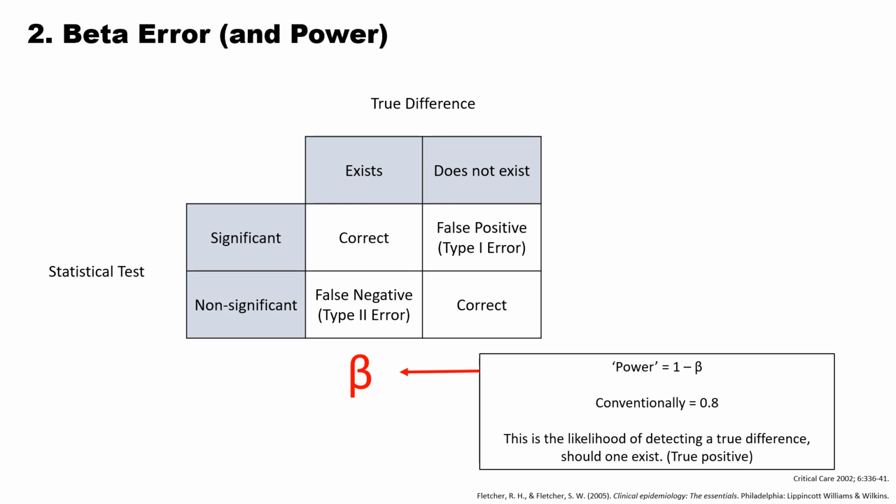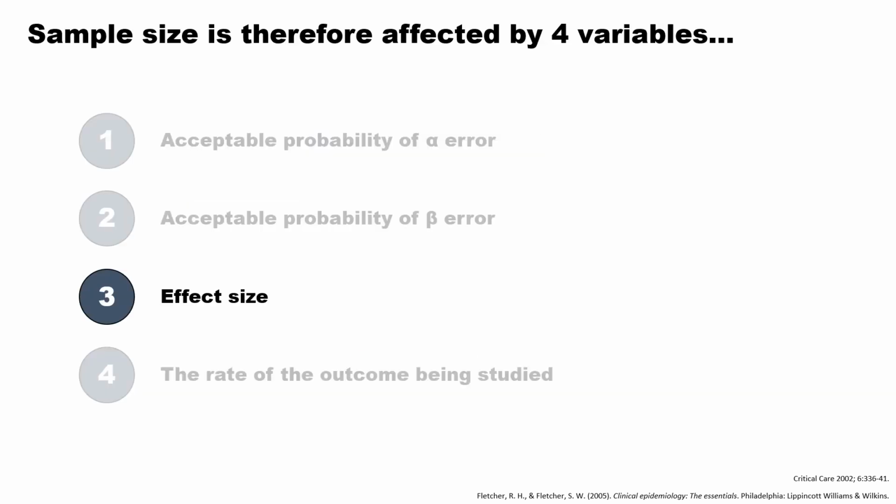So beta error is intricately related to power. Power is 1 minus beta, and conventionally this is set at 0.8. So if beta is the likelihood of a false negative, the power is the likelihood of a true positive. And so we want at least an 80% chance of finding a difference should one actually exist, and that's our power. Our third variable for sample size is effect size.